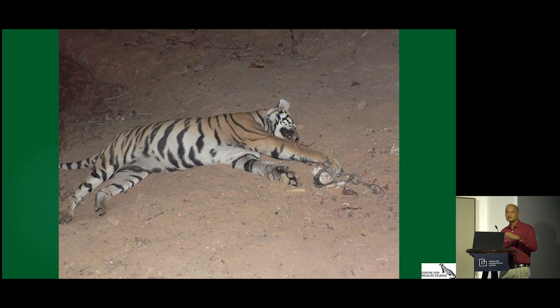On top of it, there was commercial trade in valuable species, like elephants. This is a tiger jaw trapped for the bone trade, and this is elephant ivory. So all this was on the verge of wiping out wildlife in India, meeting commercial needs and local needs.